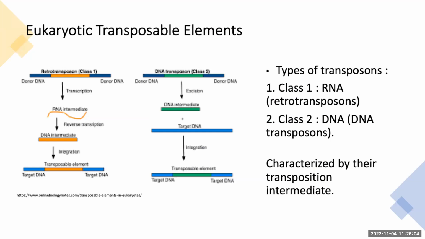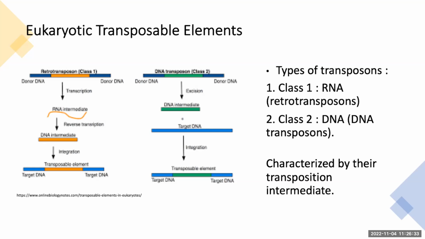Since Barbara McClintock's initial study, we have learned more about transposons. Now we have two different classifications of transposons. Class 1 is the RNA transposons, characterized by their transposition intermediate, which is an RNA intermediate. So it's more of a copy-paste transposon. It is copied into an RNA intermediate, then a DNA intermediate, and then it's inserted into its target DNA site.